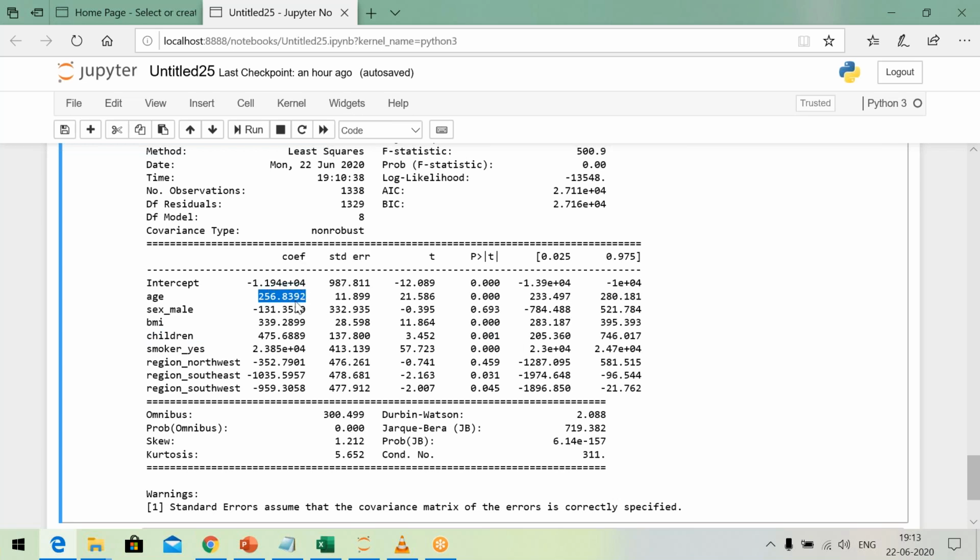This value, 256, is the coefficient. That means whenever your age increases by 1, your medical expenses will increase by roughly 256 rupees. Whenever your BMI increases by 1 unit, your medical expense will increase by so much. But this one is very, very important. If you are a smoker, your medical expenses will increase by leaps and bounds. This E plus 04 means 10 raised to the power 4, that is 10,000. When you multiply 2.385 by 10,000, you get 23,850. So if you become a smoker, you should be ready to spend an additional 24,000 rupees towards your medical expenses.